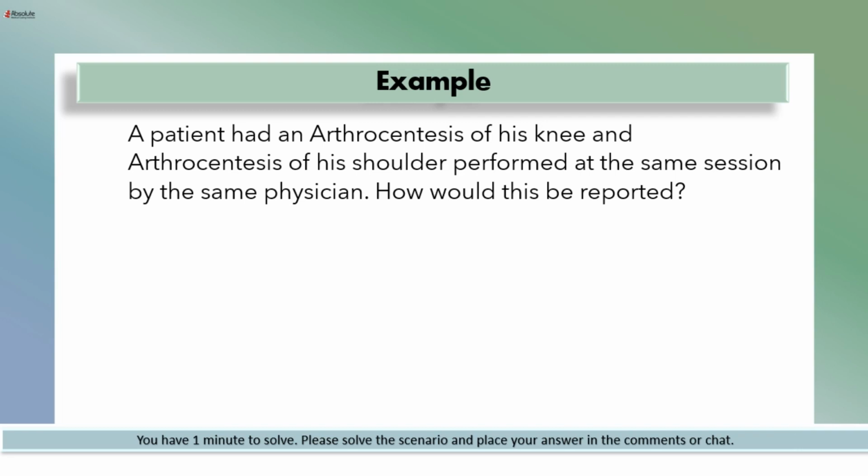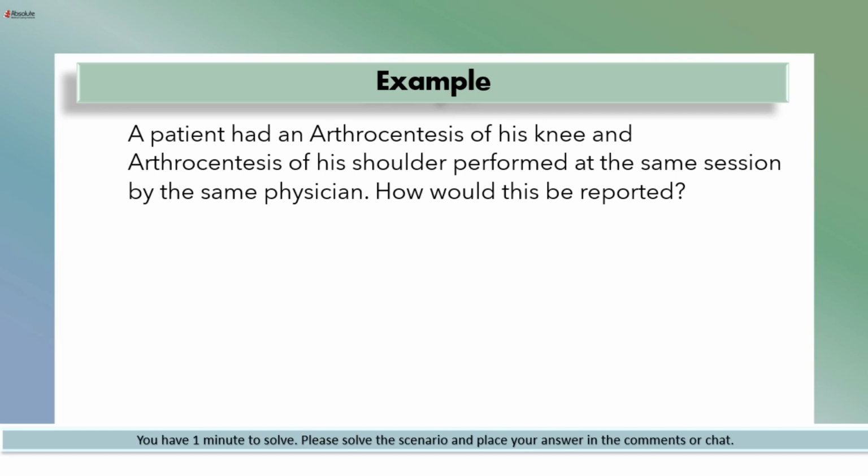Okay, do you have your answer? Now, if we look this up, this patient had an arthrocentesis of his knee and an arthrocentesis of his shoulder. Those are both major joints. So if you look up code 20610 in your CPT manual, you will find that arthrocentesis of the shoulder, hip, knee, or subacromial bursa is reported with code 20610.